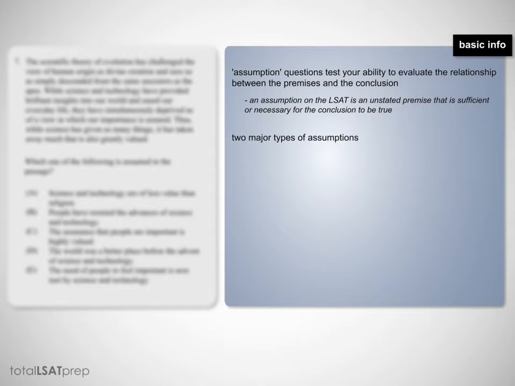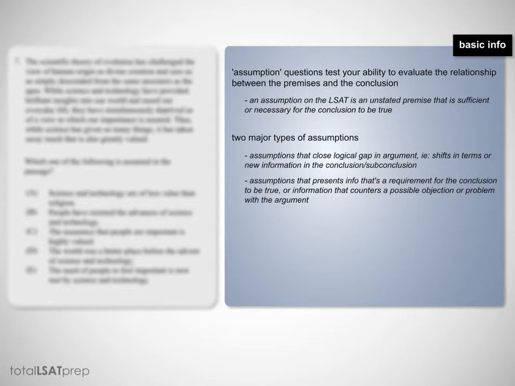And there are two major types of assumptions. There are assumptions that close a logical gap in the argument, for example, there's a shift in terms or there's new information in the conclusion or subconclusion. And there are assumptions that present information that's a requirement for the conclusion to be true, or information that counters a possible objection or problem with the argument. And we're going to go over both types in this section.